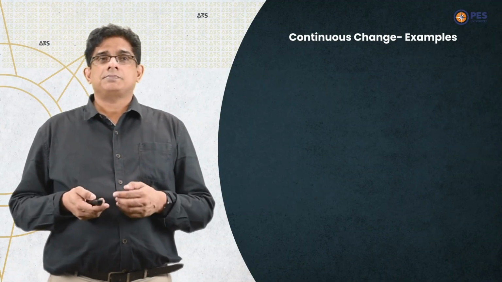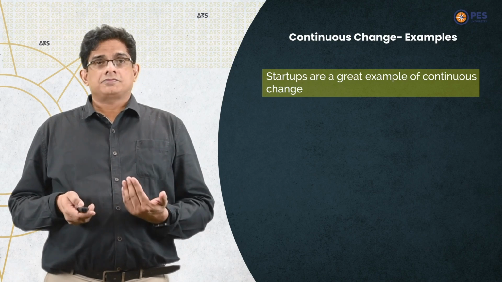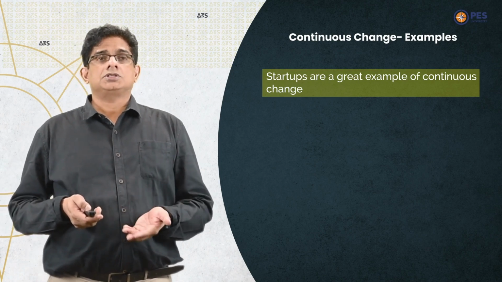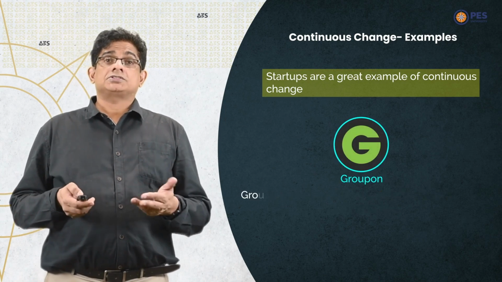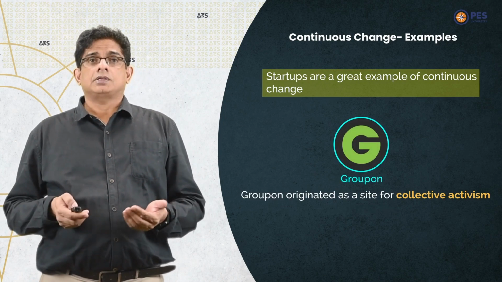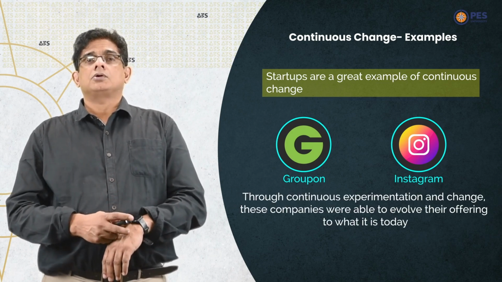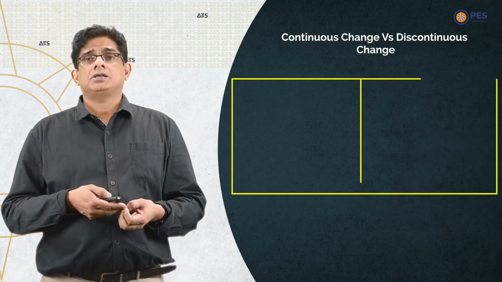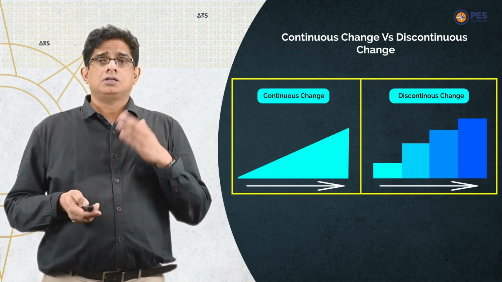Now, to take some examples of continuous change, startups are one of the greatest examples of constant or continuous change. Instagram started as a location-based social network. Groupon originated as a site for collective activism. Through continuous experimentation and change, these companies were able to evolve their offering, so change happens incrementally. Discontinuous episodic change can be based on an event or it's sudden.